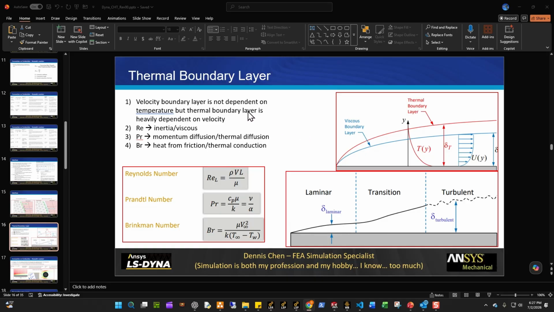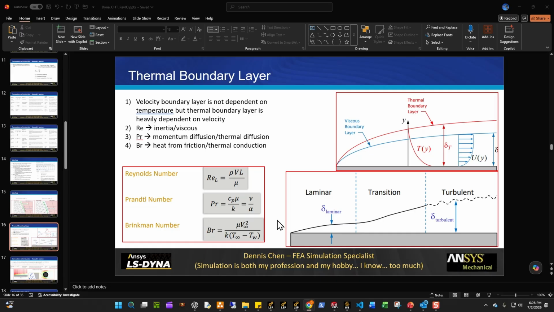One thing that I read, which is a good thing I wrote down, is that the velocity boundary layer does not care about the temperature boundary layer, but the temperature boundary layer is heavily dependent on the velocity boundary layer. That obviously makes sense, because the faster the fluid goes, the more the heat transfer is going to be affected by it, which is the case that we're going to be looking at.